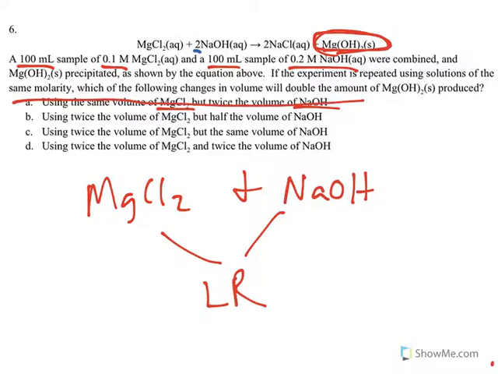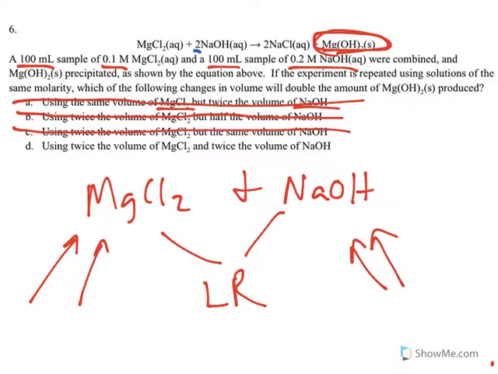For B, using twice the volume of the MgCl2 but half of the other limiting reactant, that doesn't make sense. That's going to produce you less substance. C, using twice the volume of MgCl2 but the same volume of NaOH, again, doubling one but maintaining the other is not going to produce any more substance. So using twice the volume of both must be our answer.